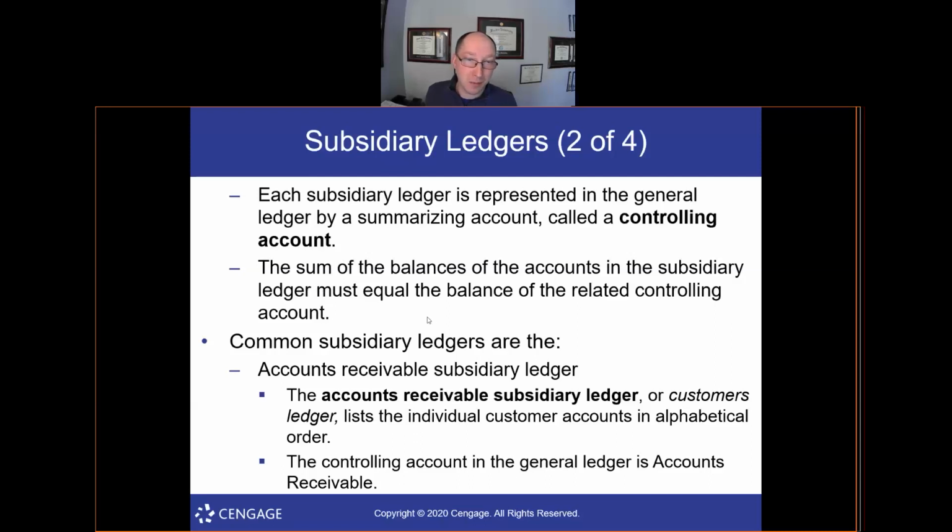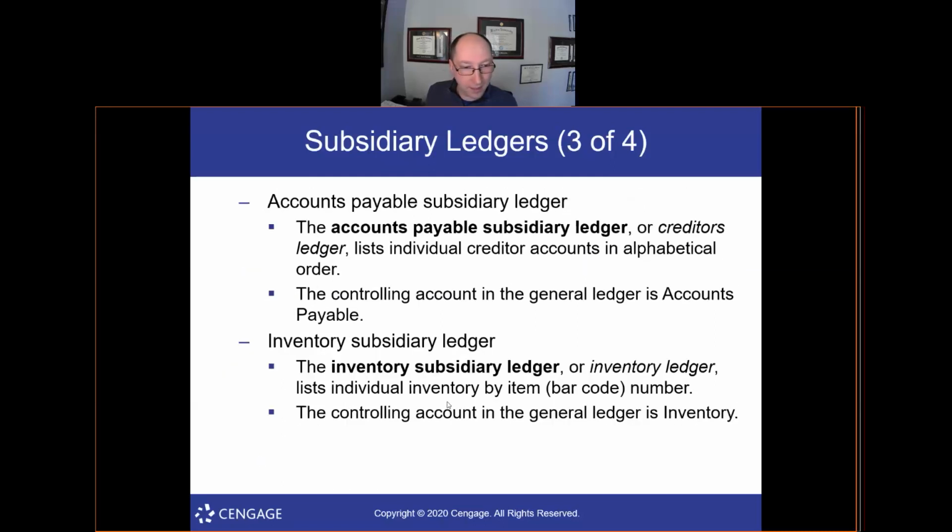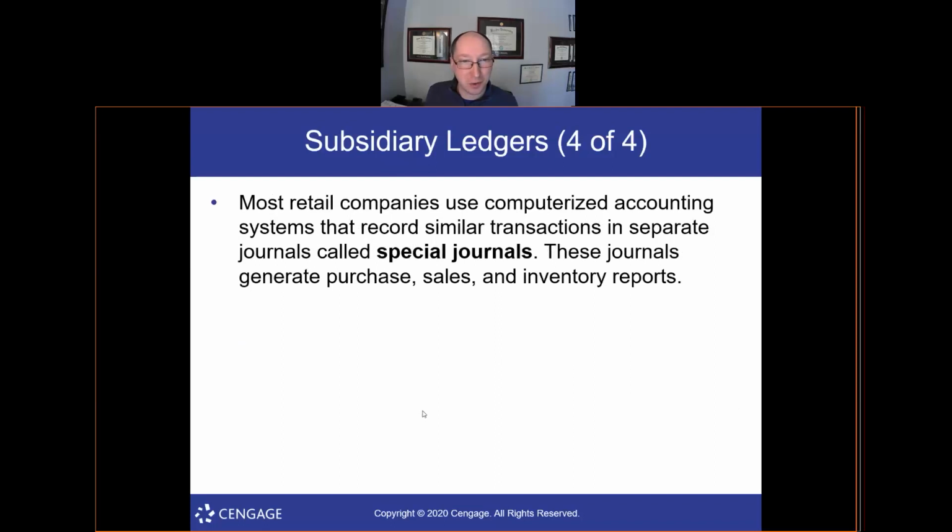Some of all the balances are reported on the balance sheet, as you know. Common subsidiary ledgers include things like accounts receivable. Accounts receivable is a subsidiary of assets. Accounts payable is a subsidiary of liabilities. Inventory is a subsidiary of assets, so forth and so on.